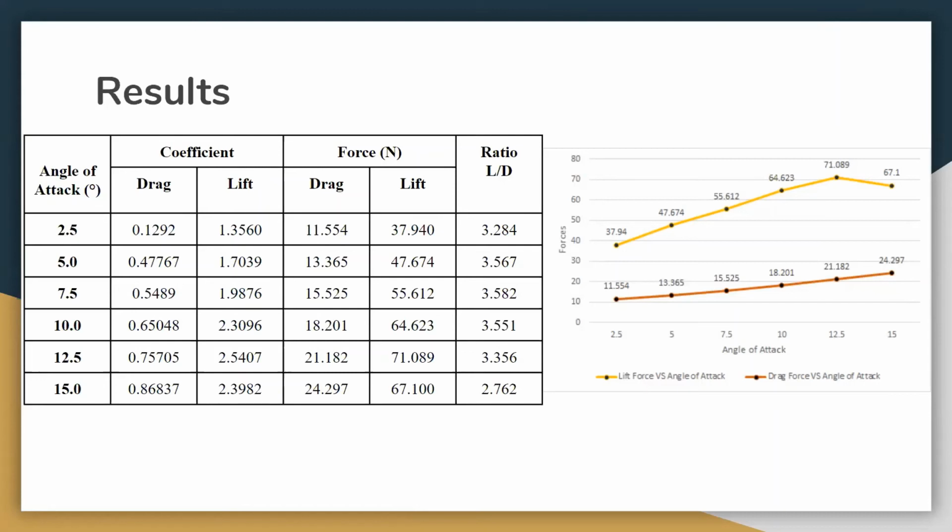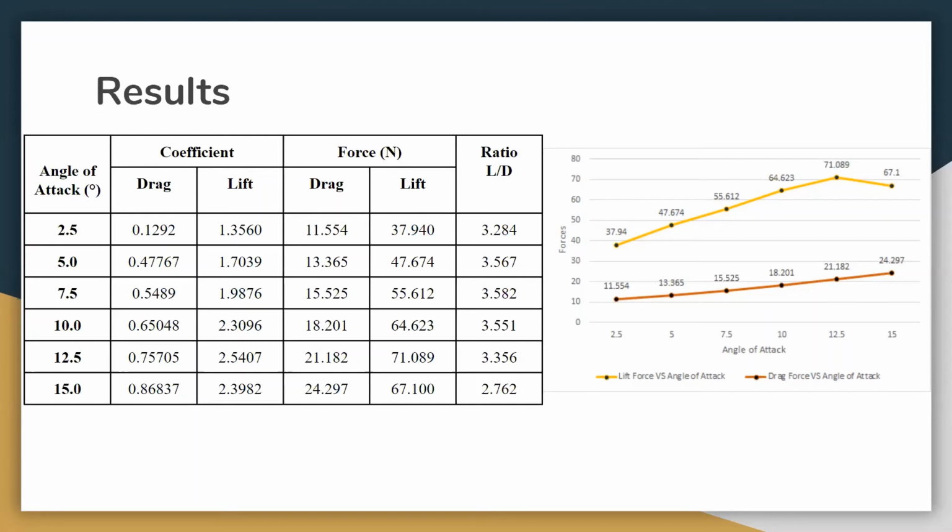After all the steps Imran mentioned before, this is the result that we obtained from the ANSYS analysis. On the right is the graph and values of the lift force and drag force. In the graph, the x-axis is the angle of attack and the y-axis is the forces. The yellow line in the graph represents the lift force versus angle of attack, while the orange line represents the drag force versus angle of attack. Then we go back to the table, which shows the ratio of the lift force over drag force.